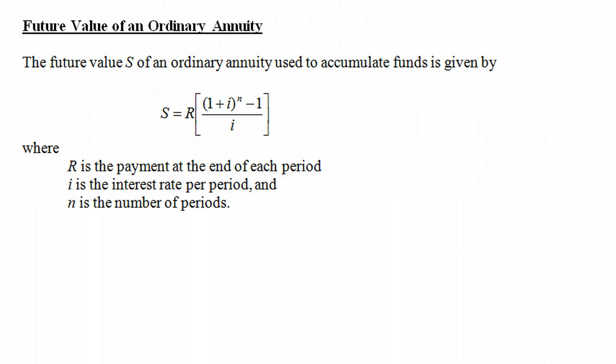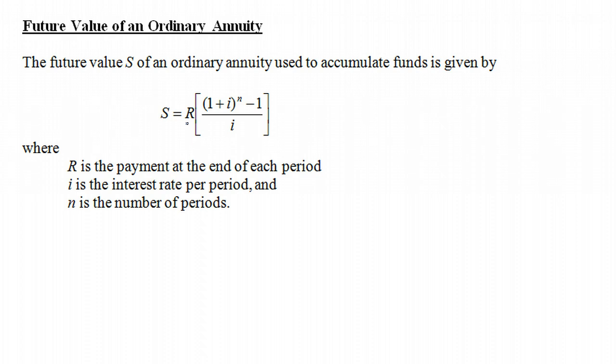Okay, it says the future value S of an ordinary annuity used to accumulate funds is given by this formula. Now S represents the future value. Remember when we were doing simple interest and compound interest, I think they used the letter A for the future value or the future amount. But for some reason, the book switches to using the letter S when we're talking about annuities. Okay, but it's the future value.